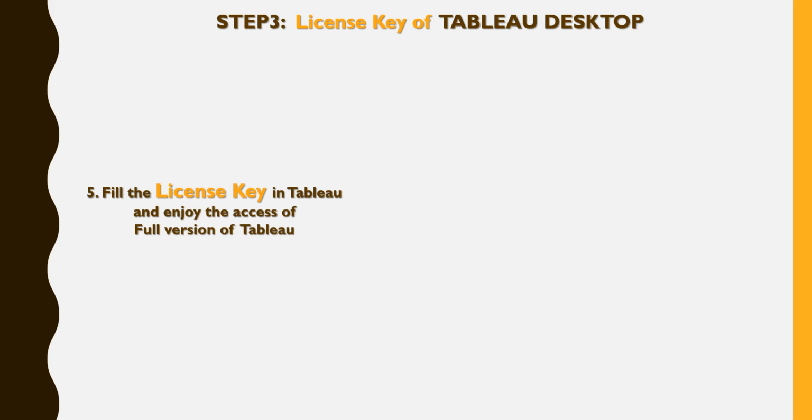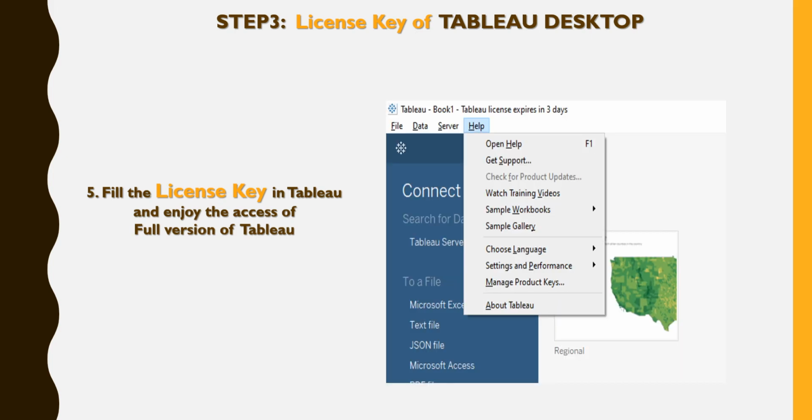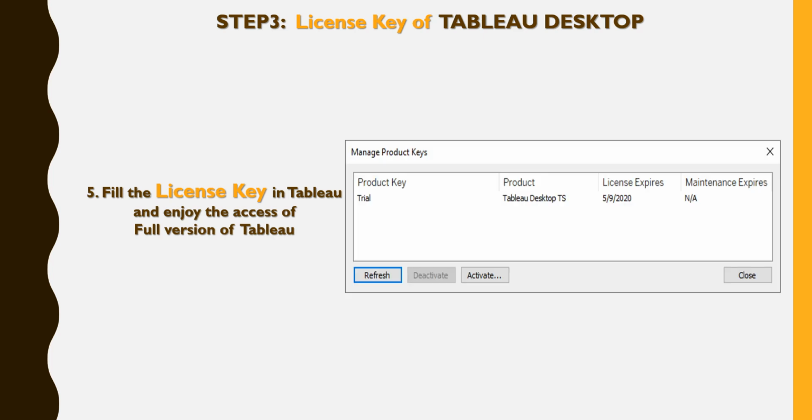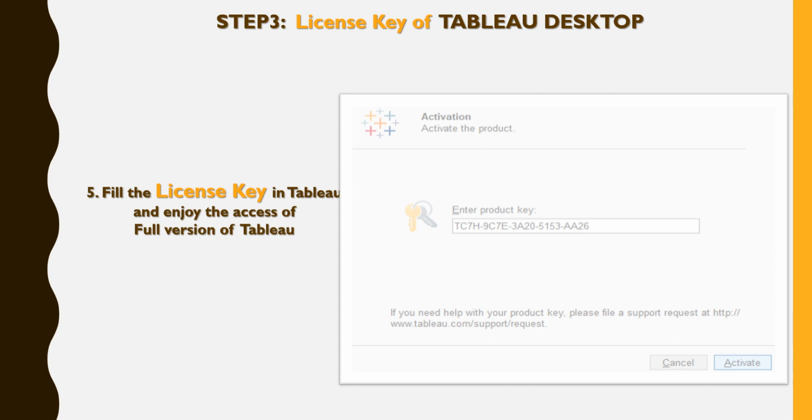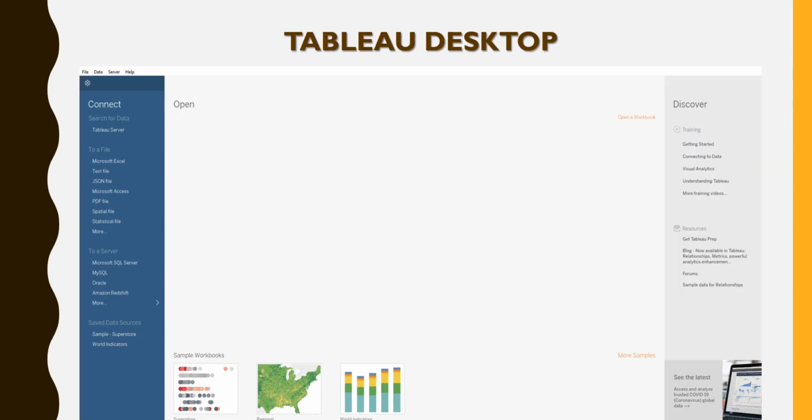Fill the license key in Tableau. Now where do we have to fill this license key in Tableau? You have to open your Tableau in trial mode, and then go to the Help option. Inside the Help option there is an option of Manage Product Key. Go to Manage Product Key, and this type of a window will open. Then you have to click on activate. After clicking on activate, your window will open just like this, and here you have to enter your product key. Once you have entered your product key, your software will be activated, and you will get this type of a view, which is called the full version of Tableau, the Tableau Desktop full version software.